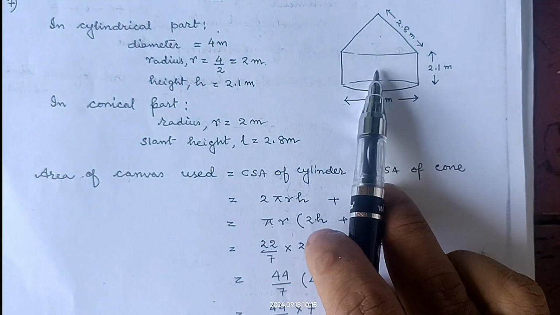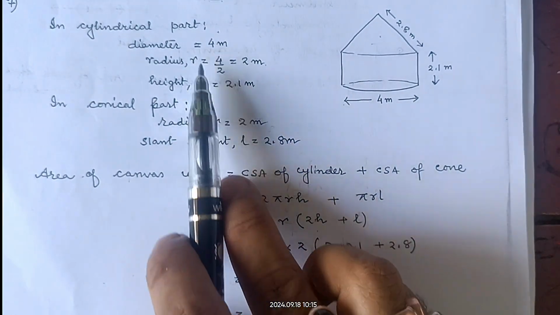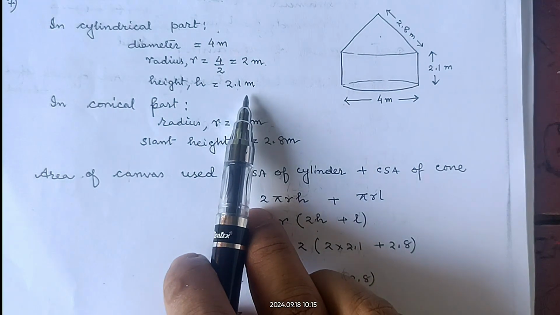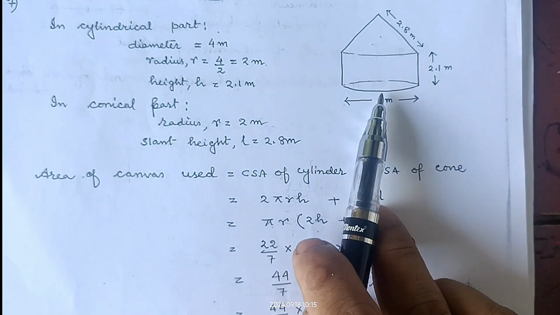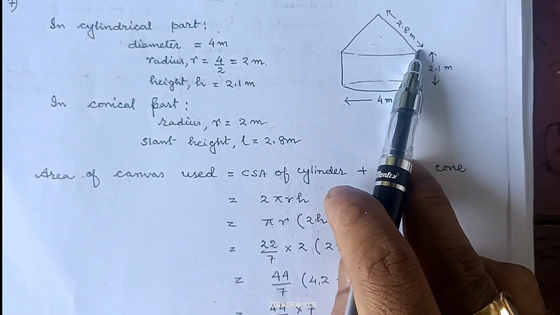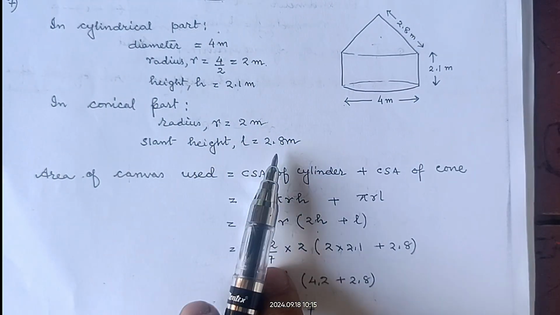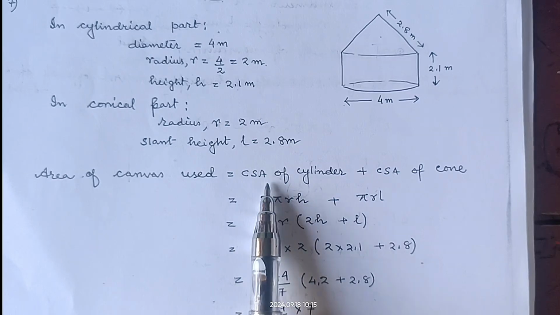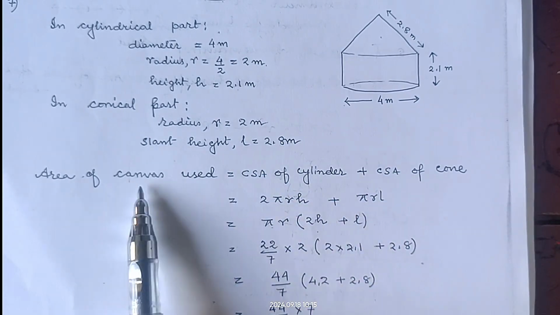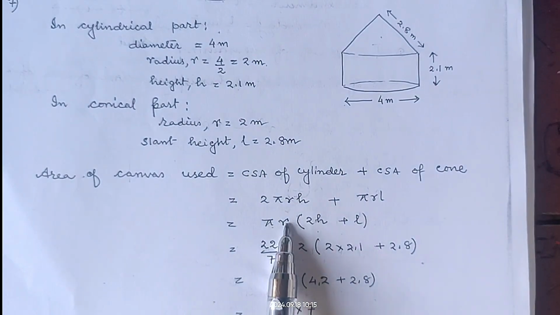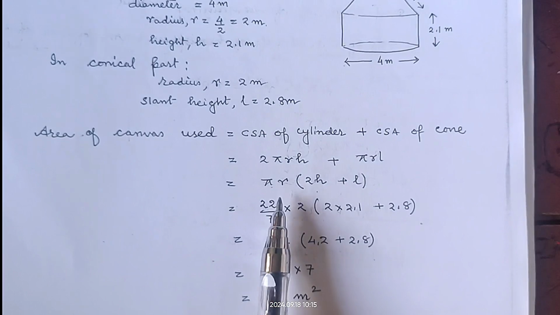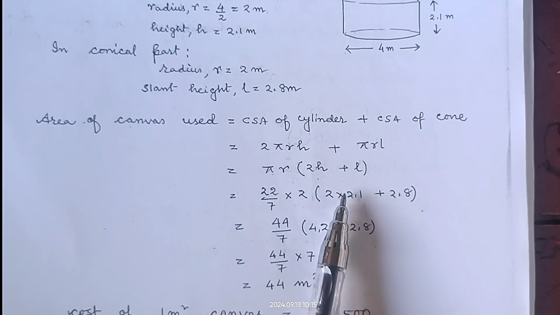Now in the case of the cylindrical part, the diameter is 4, so the radius will be half of 4, that is 2 meter. The height of the cylinder is 2.1 meter. In the case of the conical part, the radius will be the same as the cylinder, so here also the radius will be 2, and the slant height is already given as 2.8 meter. The curved surface area of the cylinder plus the curved surface area of the cone will give the area of the canvas. For the cylinder it is 2 pi r h, for the cone it is pi r l. From here I can take pi r common. If I take pi r common, twice h plus l.